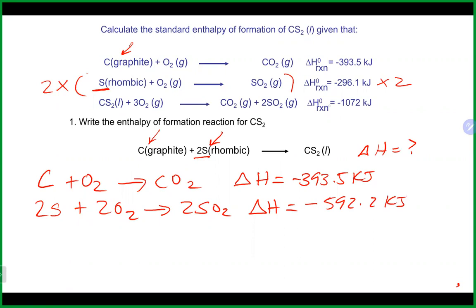So lastly here, I need the carbon, sulfur, CS2 on the right-hand side. Here it's on the left-hand side. So I do need to reverse this reaction, but it is the right amount that I need. I just need 1. So I'm going to reverse it. So our reactants become our products and our products become our reactants. So we're just going to write it in the opposite direction like this.